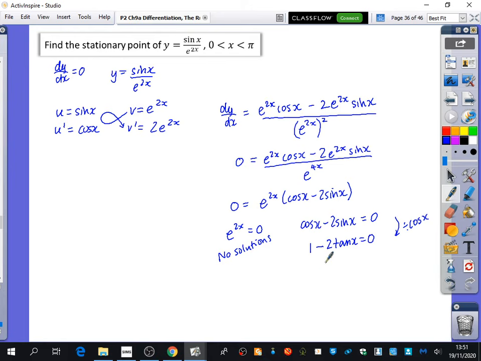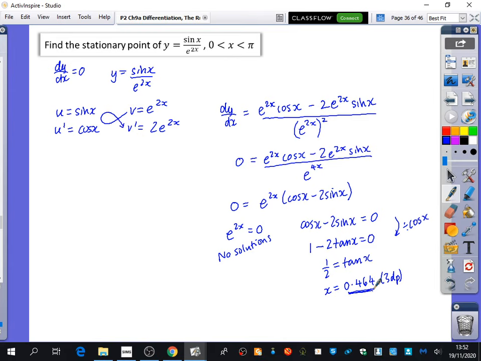So I'm going to just solve this. So I'll get that a half is equal to tan x. I'm just going to solve the equation. Am I in radians or degrees? Of course it's radians. And so we get that x is equal to 0.464 to 3 decimal places. I can't do any exact values for that because there isn't an exact value for that.